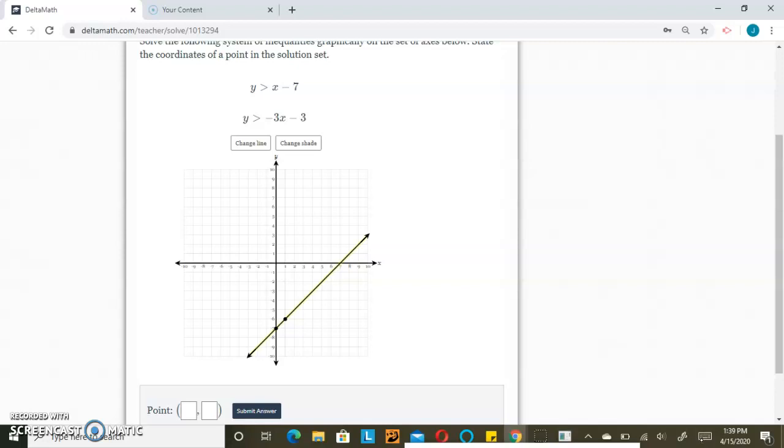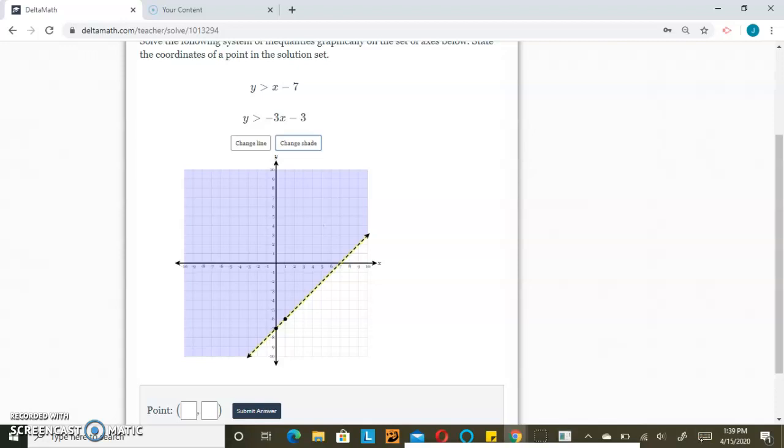Notice I don't have an equal to line, so I'm going to change my line from a solid to a dotted. I have a greater than symbol, so I need to make sure that from this line I'm shading above it. So I'm going to change my shade. That would be above, so I'm going to keep it right there.